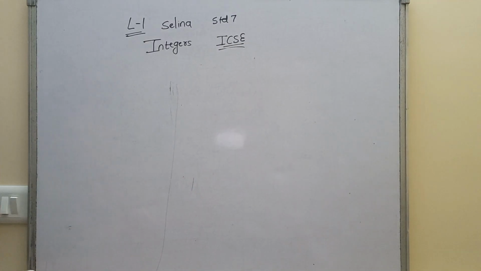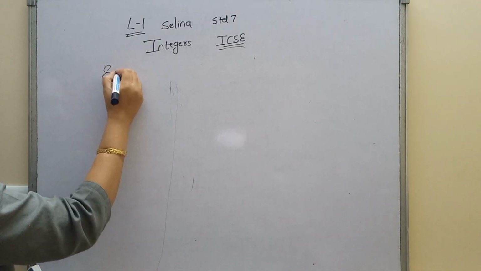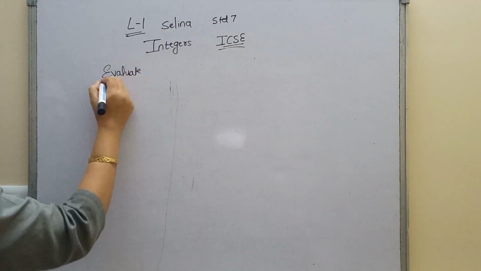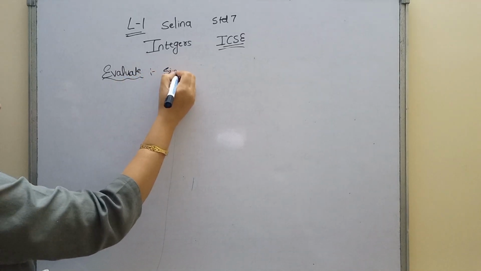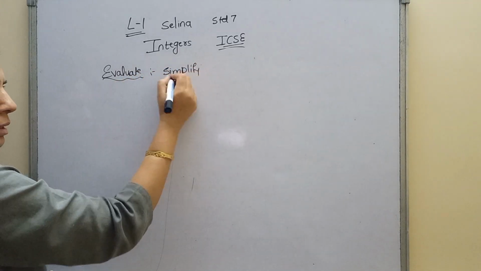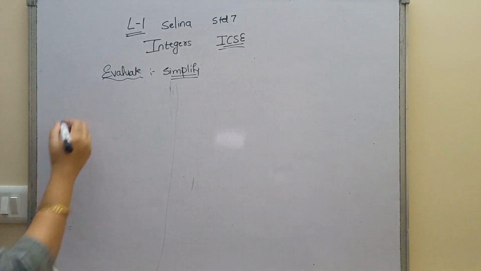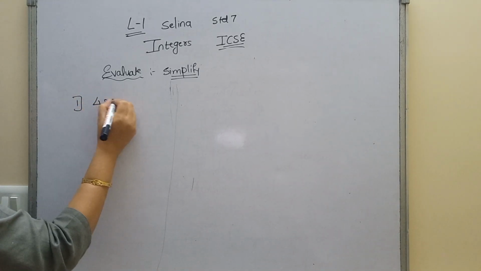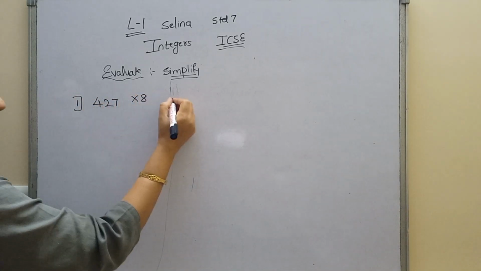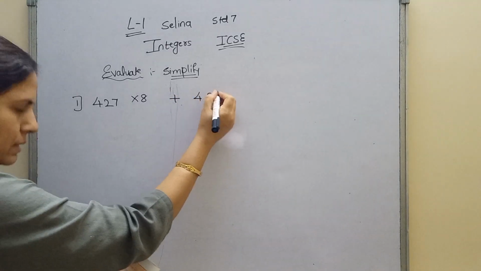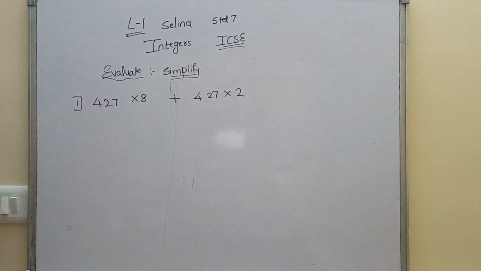Okay, so the very first question is evaluate. Evaluate means, in other words, to simplify. Now the question here is 427 multiplied by 8 plus 427 multiplied by 2.